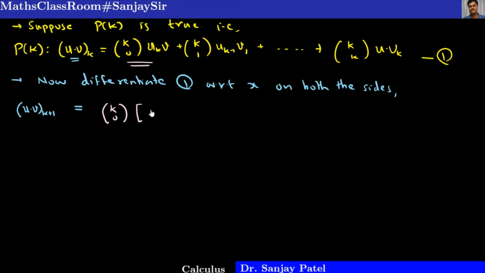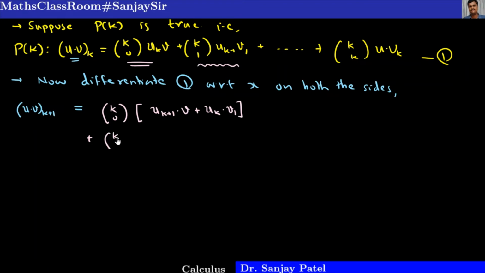So the uk derivative is uk plus 1 and v as it is, because if we differentiate uk, you will get the next derivative, that is uk plus 1, keeping v as it is, then keeping uk as it is, and the derivative of v, the first derivative of v, is denoted by v1 like this. Then plus the next is kc1 into uk minus 1 times v.